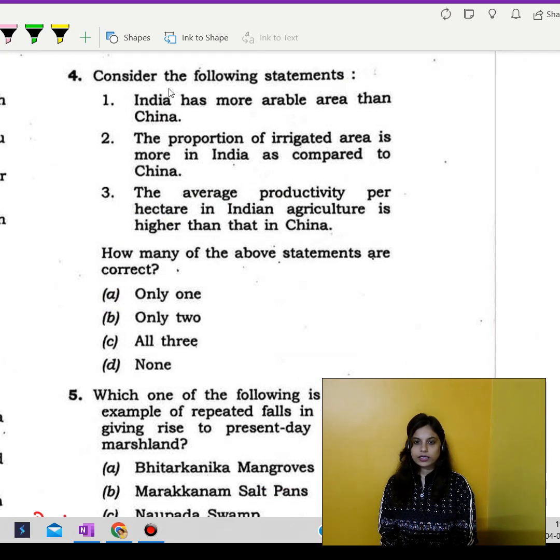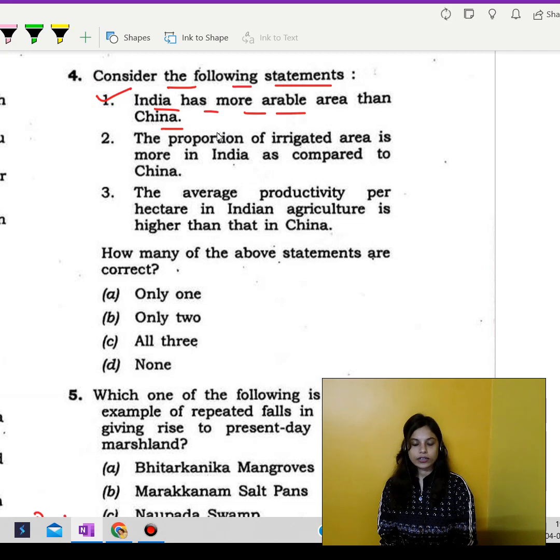Next question says consider the following statements. Number one says India has more arable area than China. So arable land is land which is plowed or tilled regularly, and India has the most arable land in the world, which is followed by the United States. Then, if we go to Russia, China, Brazil, then those places would come. So yeah, we can say that India has more arable land than China.